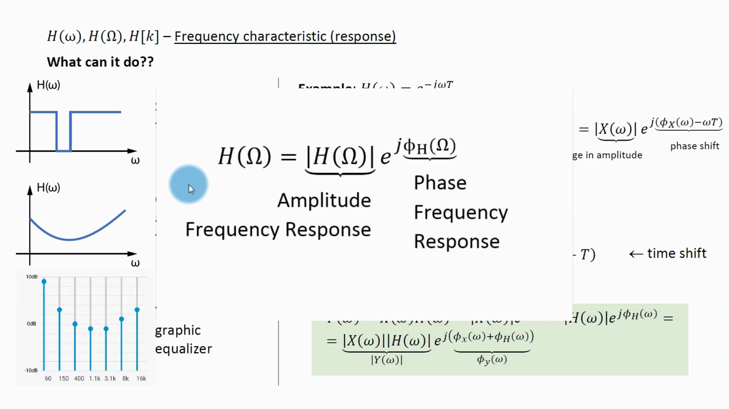A common nomenclature here is this. The frequency characteristic is a complex function, and its magnitude we call the amplitude frequency response, and its phase we call the phase frequency response, or you can use characteristic instead of response.